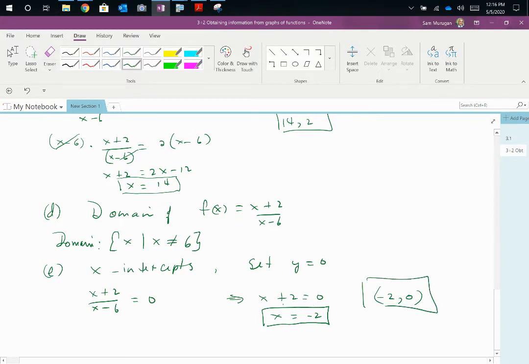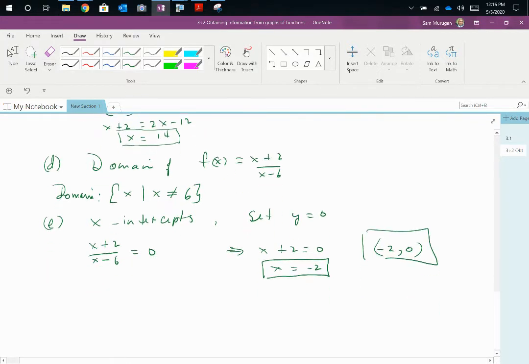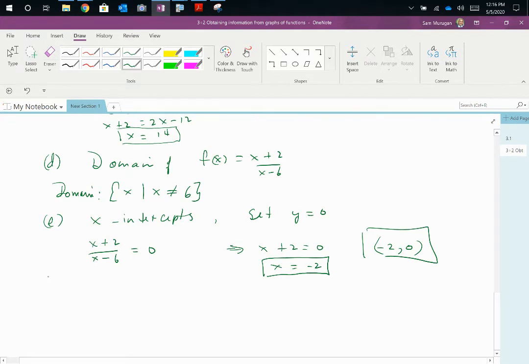FYI, in case you wondered, whenever you have a rational function, if you wanted work for this, you would take x minus 6, multiply both sides by x minus 6. That would give you x plus 2, and anything multiplied by 0 is equal to 0. So it's much easier to just take the numerator and set it equal to 0 if the right-hand side is set equal to 0 to get your answer.